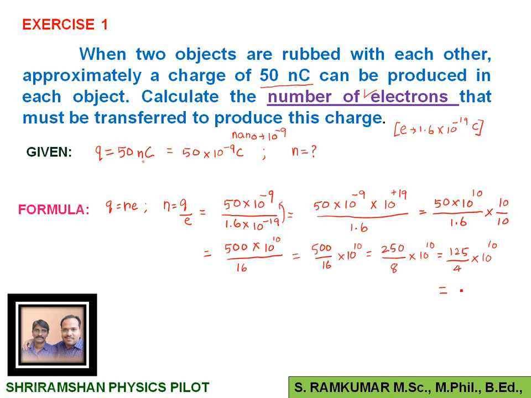which will be equal to 62.5 divided by 2 into 10 power 10. What will this value finally become? 31.25 into 10 power 10. Now you are going to write the result. So the result is 31.25 into 10 power 10, and you are going to find only the number of electrons. So you are going to write as electrons.